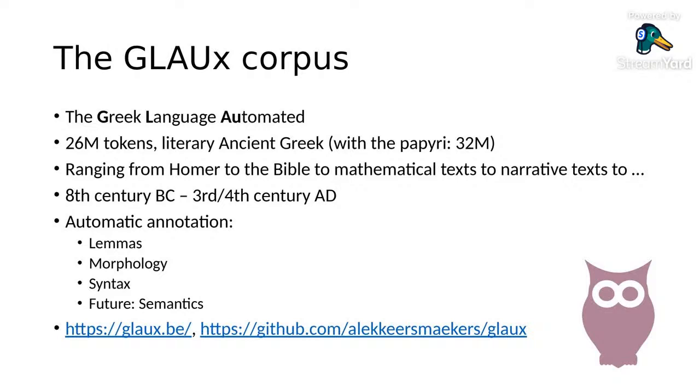So up until the 4th century AD, but I didn't select one specific subcorpus within this period. CLAUX contains almost everything in this period, all literary production at least, ranging from Homer, Bible, mathematical text, narrative text, historians, and so on. So what does CLAUX contain? Basically everything Marja has just shown for manual treebanks. It contains lemmas, morphology, syntax, syntactic trees, and we are also currently experimenting a little with meaning annotation.